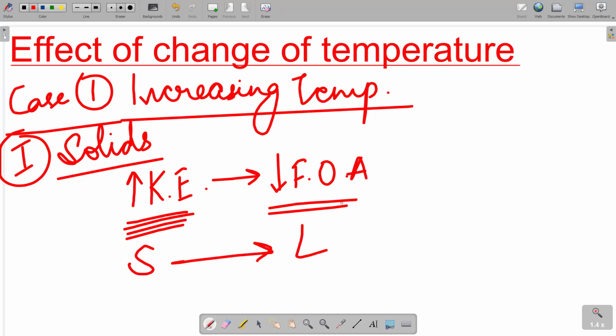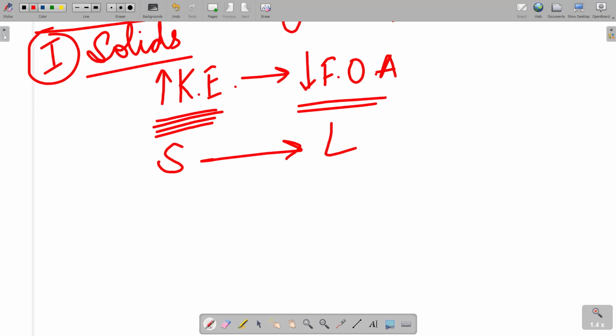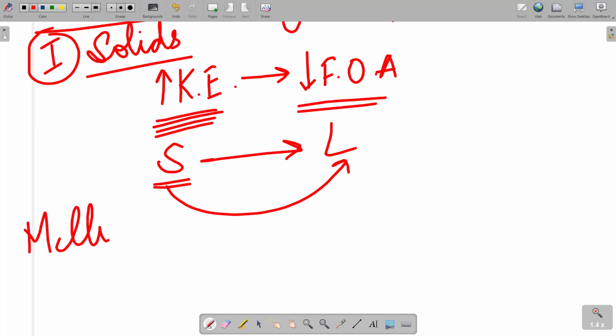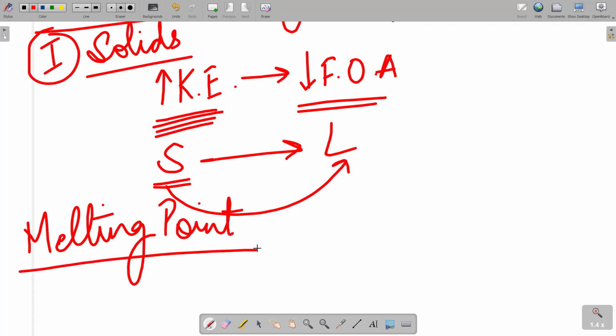Because the bond is broken, the force of attraction is loosened, the solid particles are no longer connected with each other, so they tend to flow. The temperature at which these particles of solids convert themselves into the flowing liquid form, when the force of attraction is loose enough to allow them to flow, is known as the melting point. So what is the melting point exactly? The temperature at which a solid melts to become a liquid at atmospheric pressure, normal environment pressure.